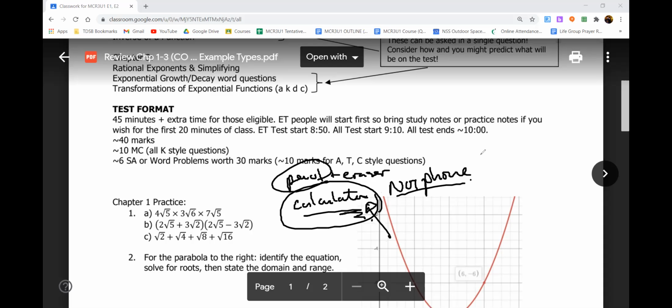Yeah. So your study sheet, calculator, pencil, pen, or an eraser. I think that's about it. Questions?